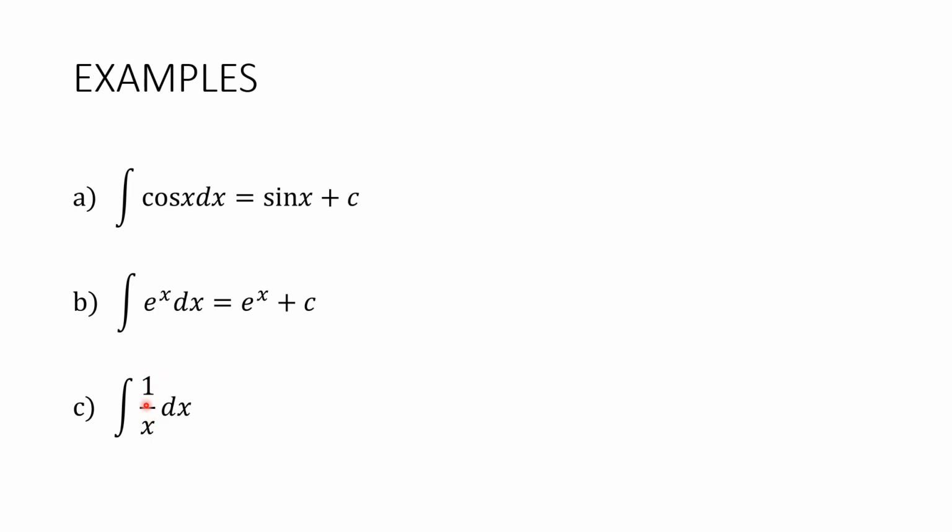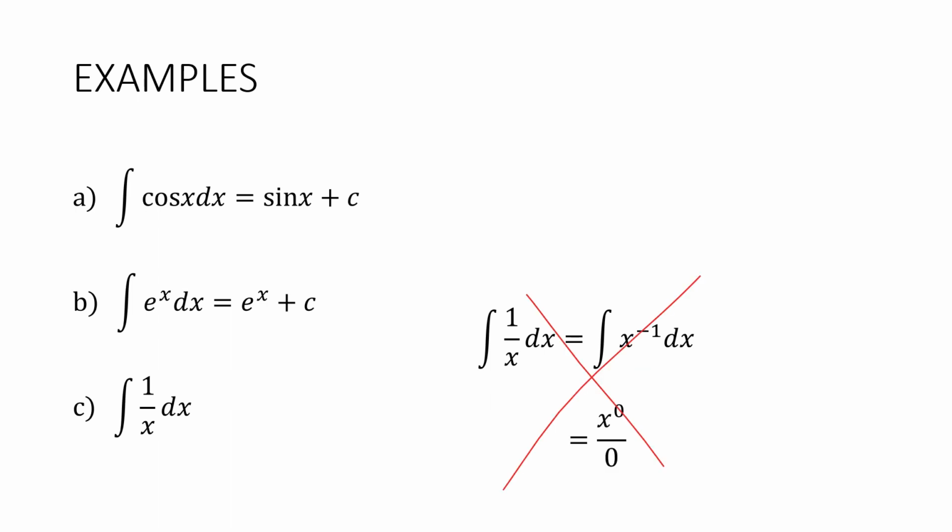And what about this one? Now remember, this is x to the negative 1. If I raise that by 1, I get x to the 0 divided by 0. Now we can't do that, remember? This is log base e of x. So it's equal to log base e of x, or ln x, plus c.